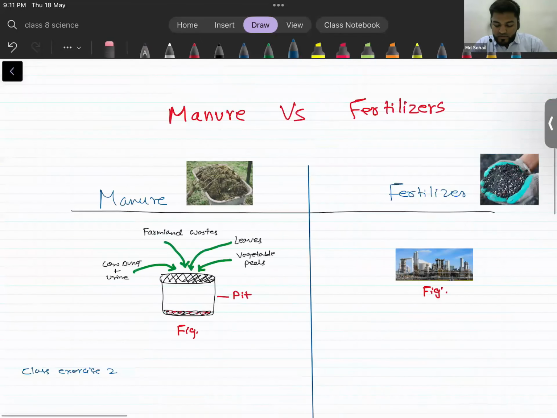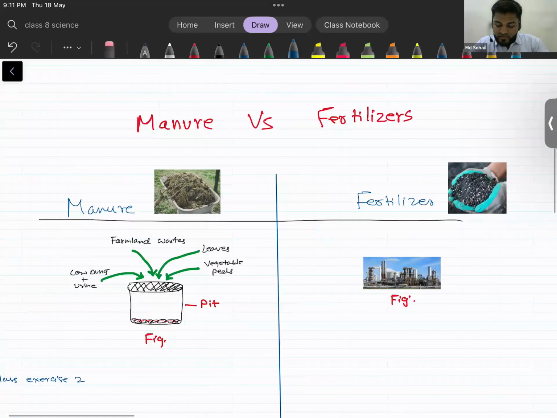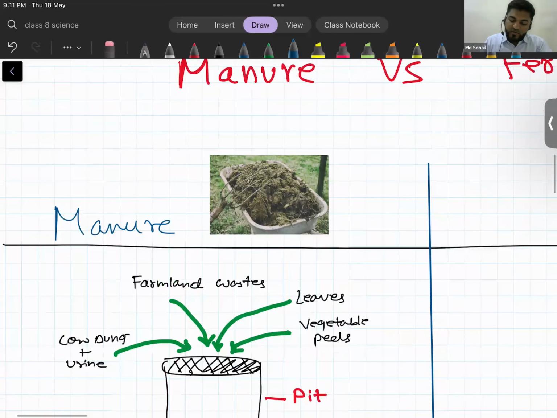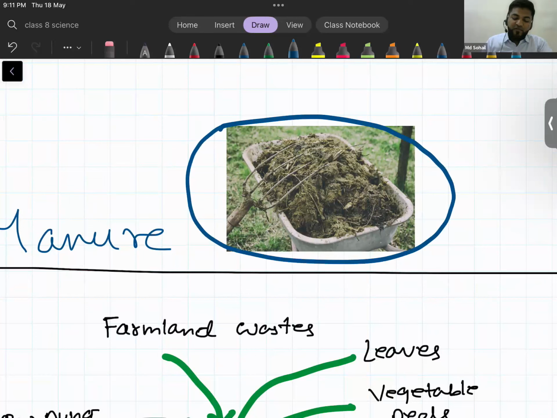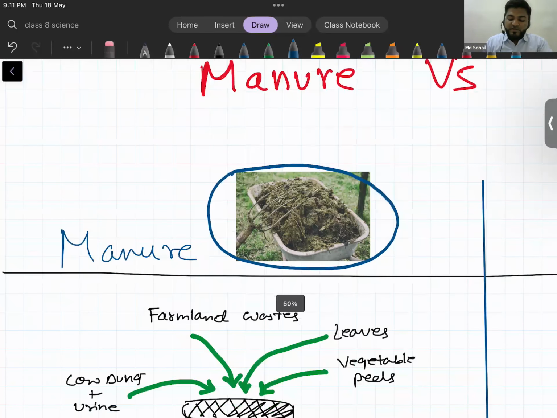Take a look here. So manure looks like this. See this picture here. It looks like farm waste. It looks like there are components of dung. Cow dung can be seen here. It also looks like some dead leaves and dead stems are here. So it's all basically waste from the farmland.